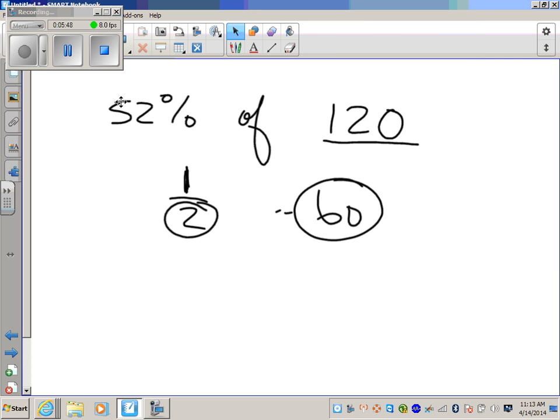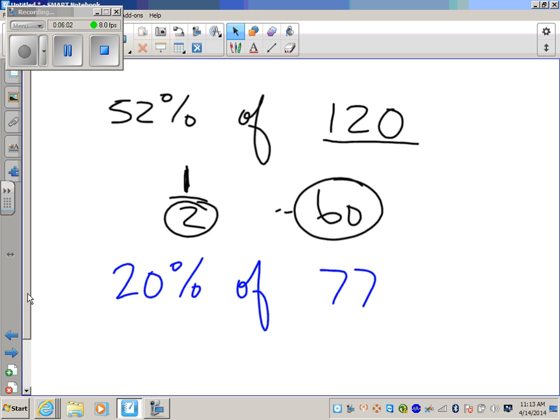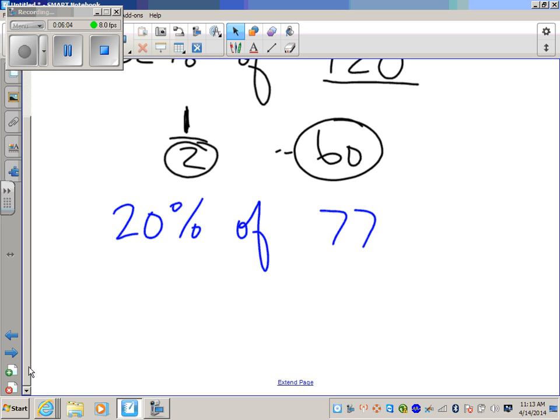Let's try this one. 20% of 77. What fraction are we going to use from our chart that's closest to 20%? What fraction was 20%? Now, here's what you need to ask yourself. My denominator in this case is 5.